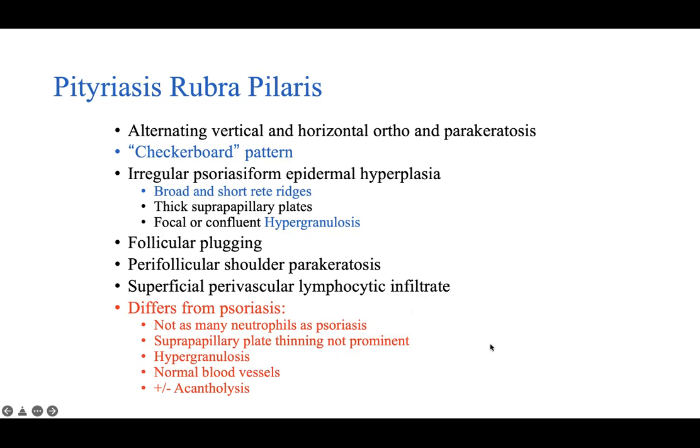It differs from psoriasis in the sense that you don't see as many neutrophils as you see in classic psoriasis. The suprapapillary plate thinning is not that prominent usually in a classic PRP. You can find areas of hypergranulosis instead of diffuse hypogranulosis in psoriasis. The blood vessels are quite normal usually in classic PRP. And like I said, you can have plus or minus acantholysis between the keratinocytes.